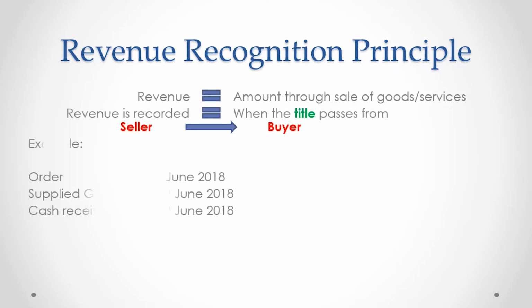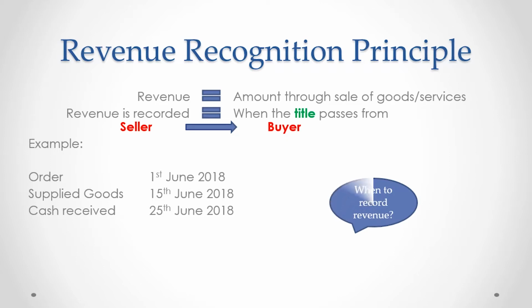For example, Mr. Tom received an order on 1st June 2018 to supply goods worth rupees 20,000. They supplied ornaments on 15th June and the payment received on 25th June. The question is that when the revenue will be realized. Is it on 1st June, 15th June or 25th June? As per this principle, the revenue is recognized at the time when the goods or services were actually delivered, that is on 15th June 2018.